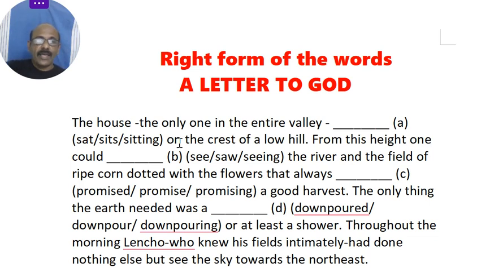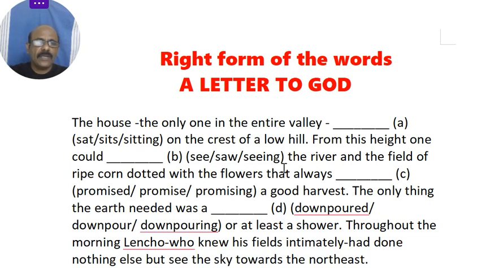Next, from this height, one could dash: see, saw, seeing. Here a rule is applied. Listen carefully. What is the rule? After these modal verbs, can, could, will, would, shall, should, may, might, you must write only the first verb, that is V1. So that's why see. The right answer is C. Could see the river and the field of ripe corn dotted with the flowers that always dash a good harvest.